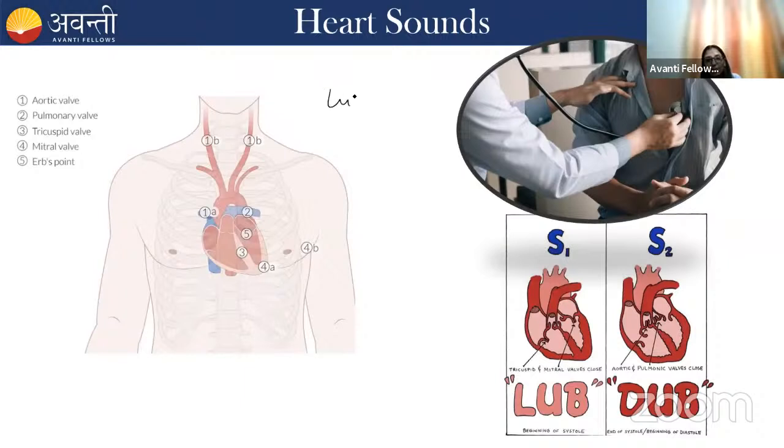The first sound which is produced is lub, and the second sound which is produced is dub, which I have already told you. Lub is produced when the AV valves get closed and the semilunar valves open. Dub is produced when the semilunar valves get closed.